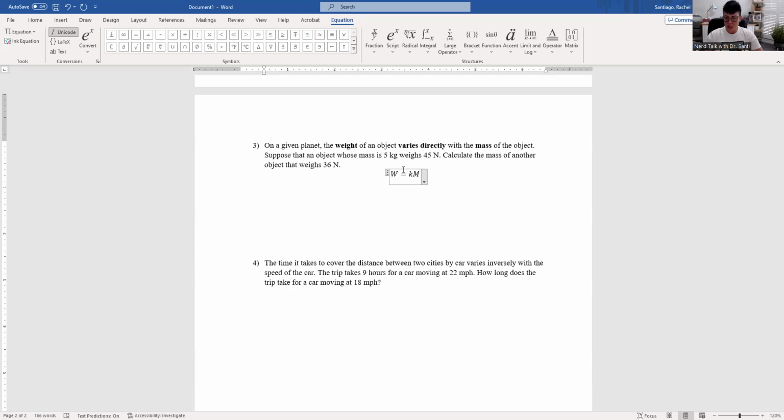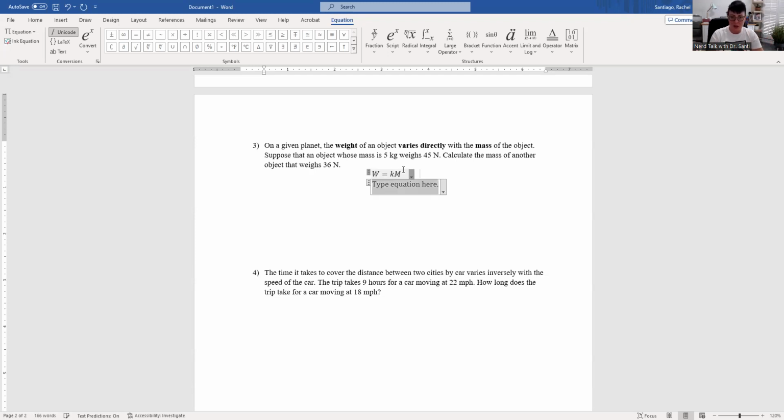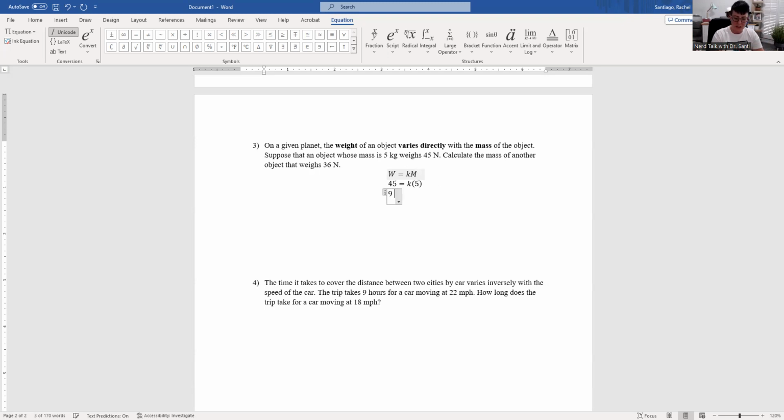Suppose that an object whose mass is 5 kilograms weighs 45 newtons. Okay, let's plug it in. I know that W is 45. I don't know the constant of variation, but I do know that the mass is 5. We know how to solve that. You divide both sides by 5. 45 divided by 5 is 9. And we just solved for K.